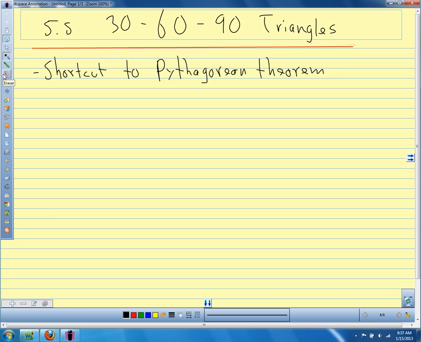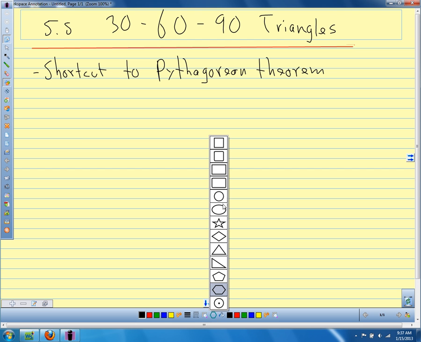Now, this first part we're going to do like I did yesterday, where we show where the rules come from. So this first part doesn't have to go in your flip book. This is just kind of setting up the rules. Well, yesterday for the 45, 45, 90 triangles, we started with a square. Well, today we're going to start with an equilateral triangle. So let's draw an equilateral triangle here.